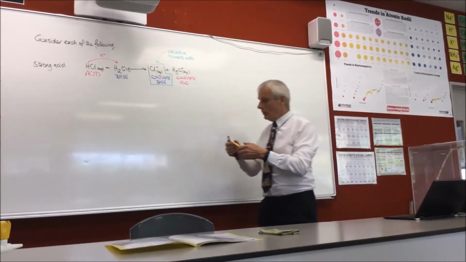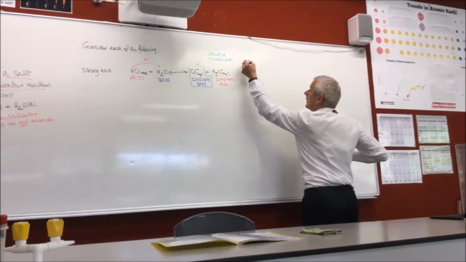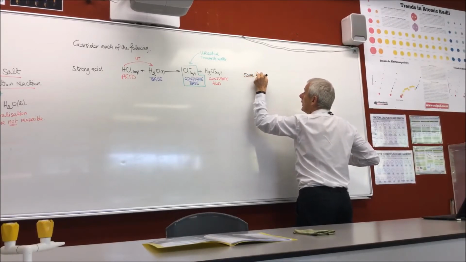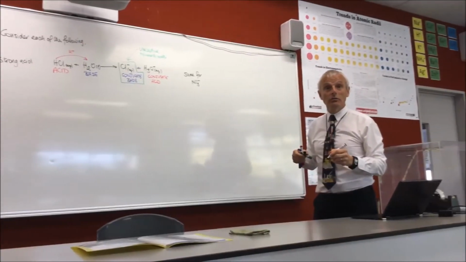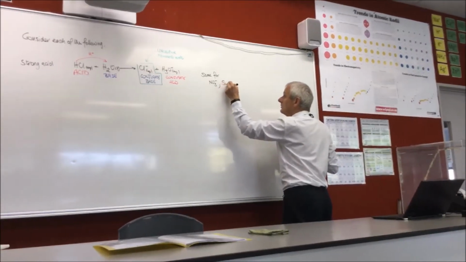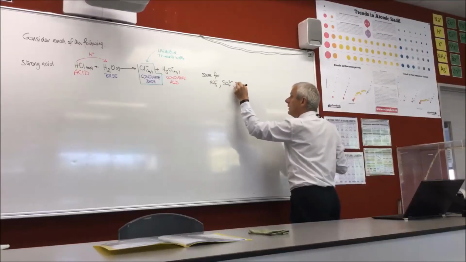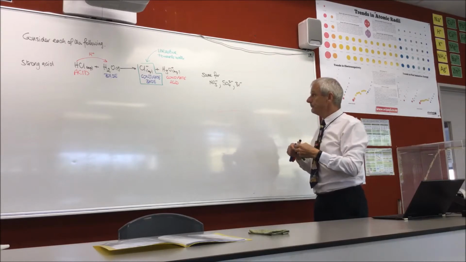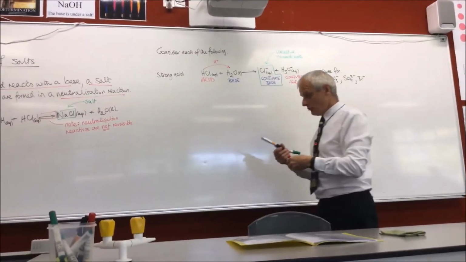That's the same for NO3 minus, which is the conjugate base of nitric acid, SO4 2 minus, the conjugate base of sulfuric acid, and Br minus, the conjugate base of HBr. So that's for a strong acid.